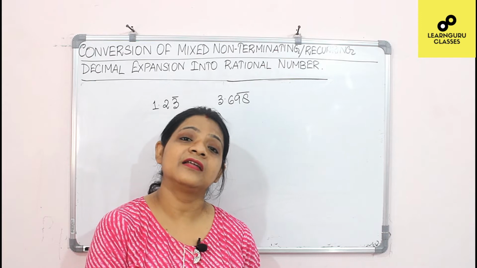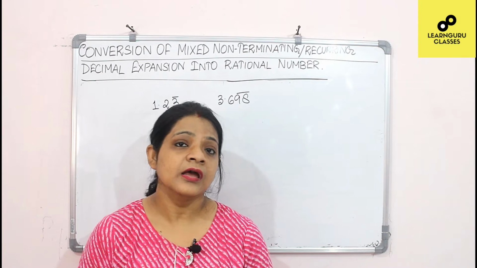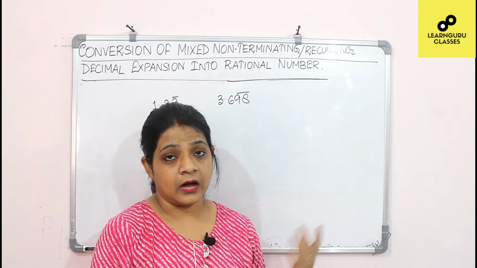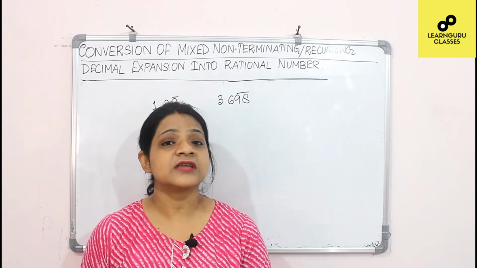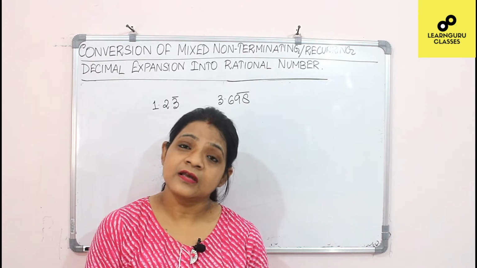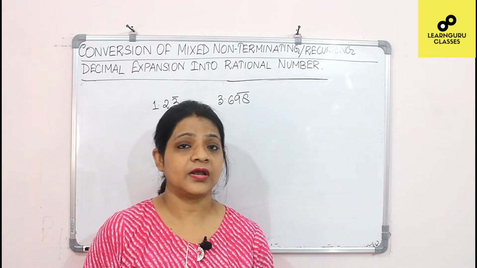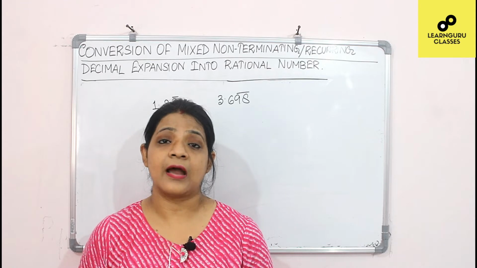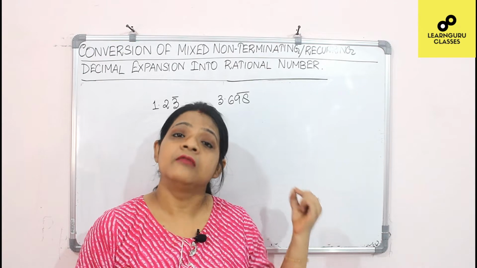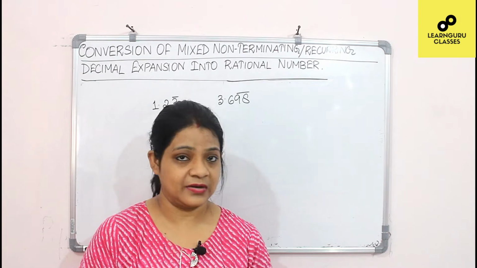There are certain rules for converting a mixed non-terminating decimal expansion into a rational number. We are going to see those rules and solve these sums. But before starting, let's see some small tricks or rules to convert a pure recurring decimal expansion into a rational number. I am repeating these things because they are required when you solve examples for mixed non-terminating decimal expansion.